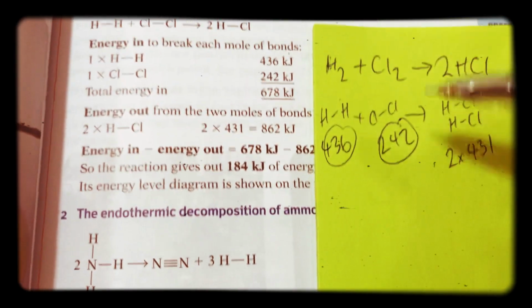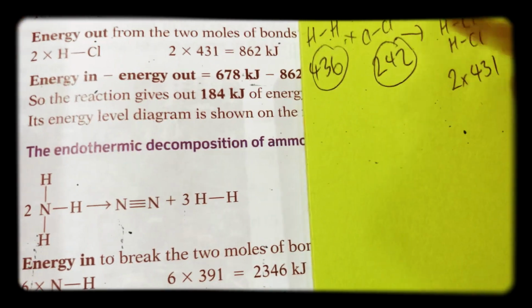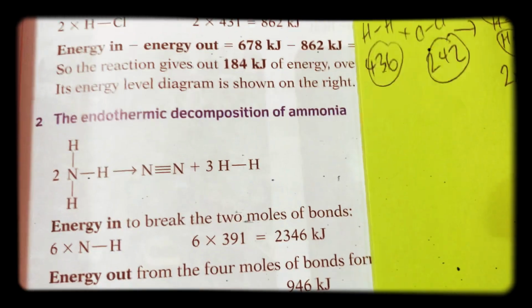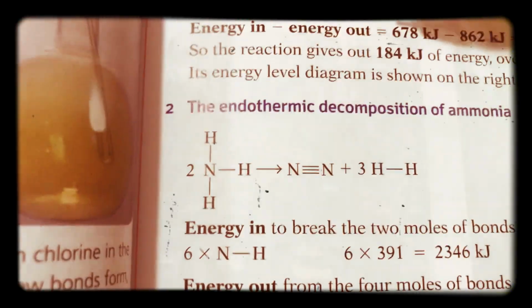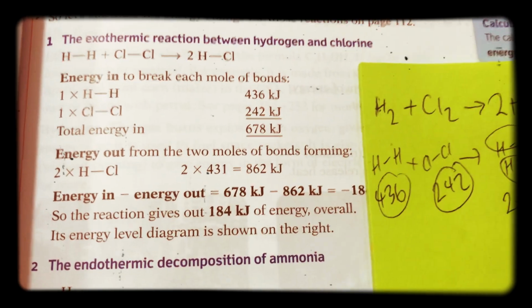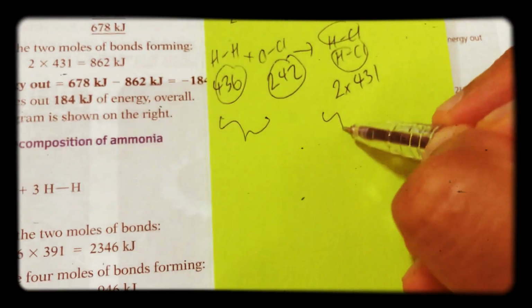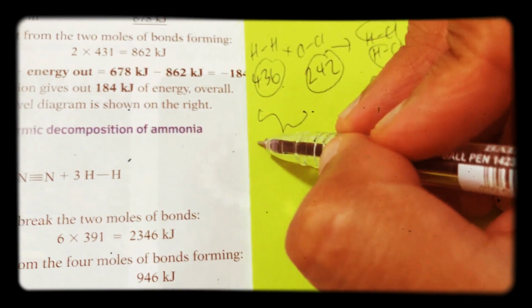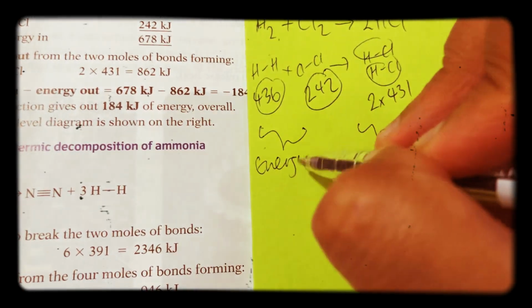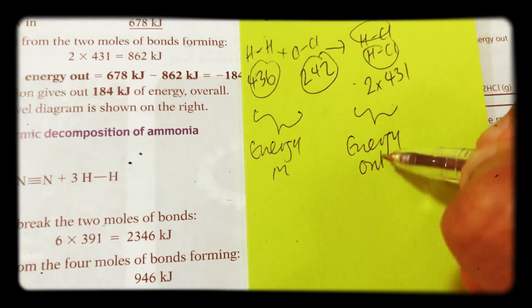So it's really important for you to be able to figure out what bonds are actually in these molecules. And we've got 2 lots over here. Okay, now those two lots are here, and that's the energy out. Remember, making bonds, which is what's happening over here with the HCl, making bonds releases energy. So this over here is energy in, okay, and this is energy out, all right?